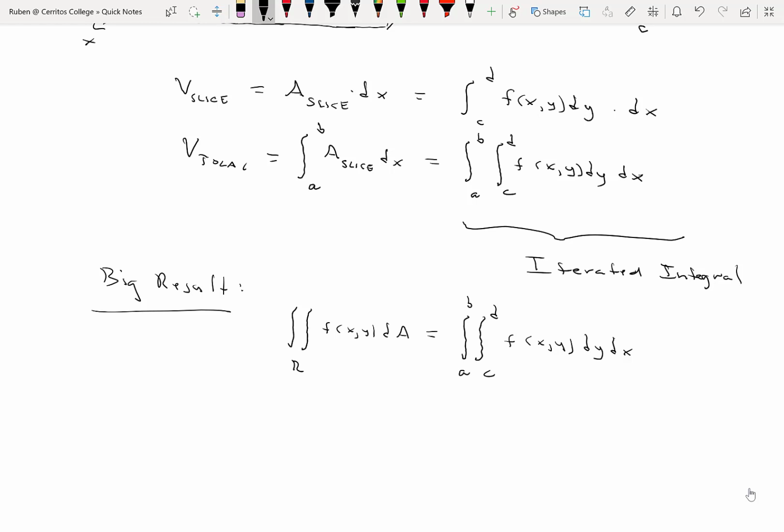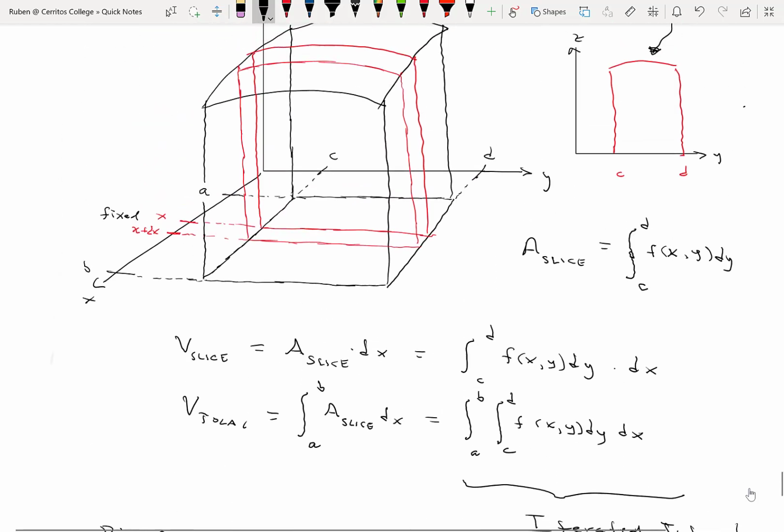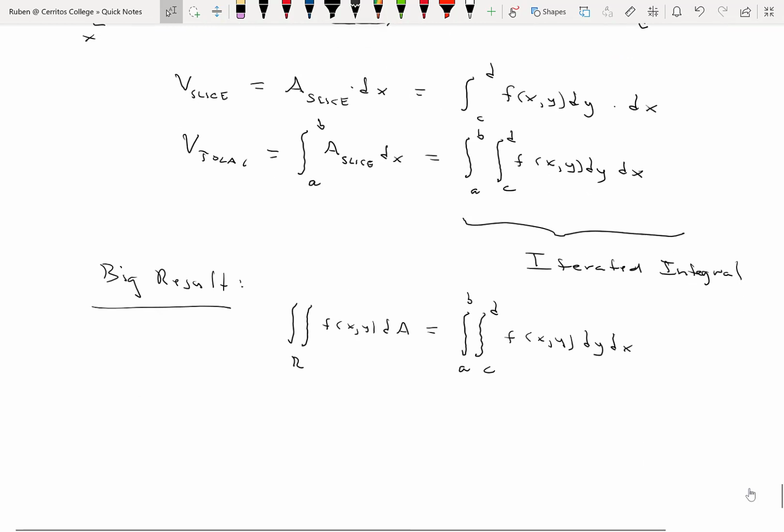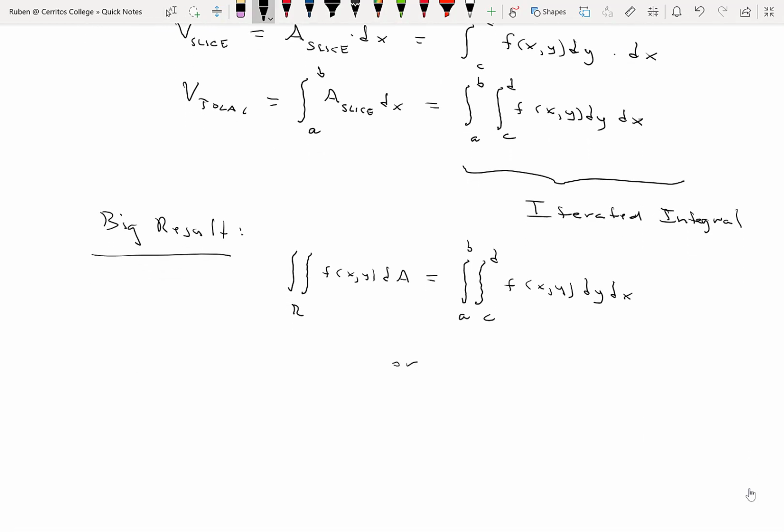Okay. Now this was the result that we get by slicing our loaf parallel to the yz plane. If we decide to slice our loaf parallel to the xz plane, then the order of the integration will be reversed. So this is the same thing as the integral first between a and b of our function with respect to x, and then integrate that result from c to d with respect to y.